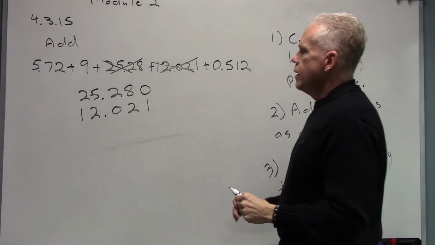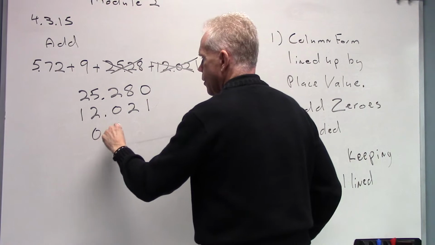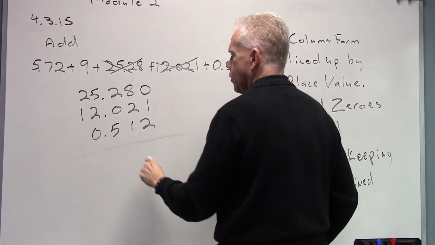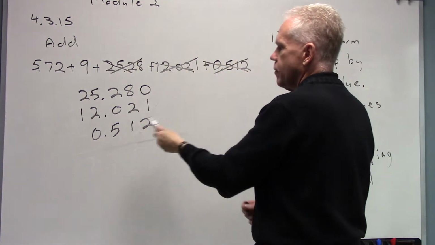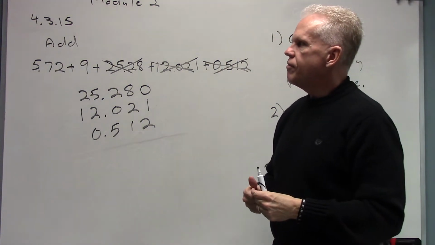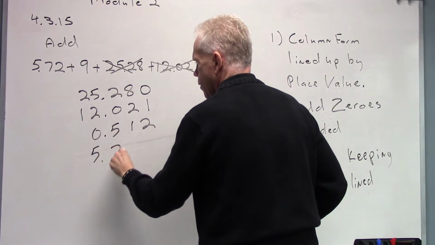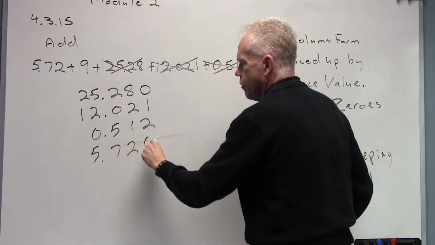I think I'll go ahead and go with the 0.512. Okay, so I've used this one and I'm lined up. Remember, my decimal's lining up just the way I want it. Then I think I'll go with the 5.72. Alright, placeholder 0 right here.